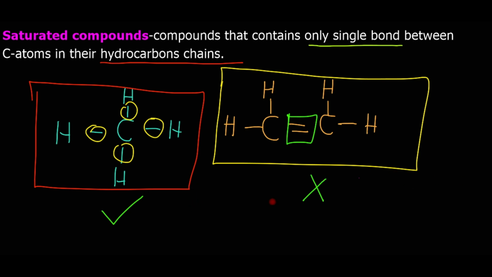This one we call unsaturated. Unsaturated actually is the opposite of saturated. We say unsaturated actually are compounds that contain a double or triple bond between carbon atoms in their hydrocarbons. So the moment a hydrocarbon has a double bond or triple bond, we say it is an unsaturated compound. So that's all about this introduction.